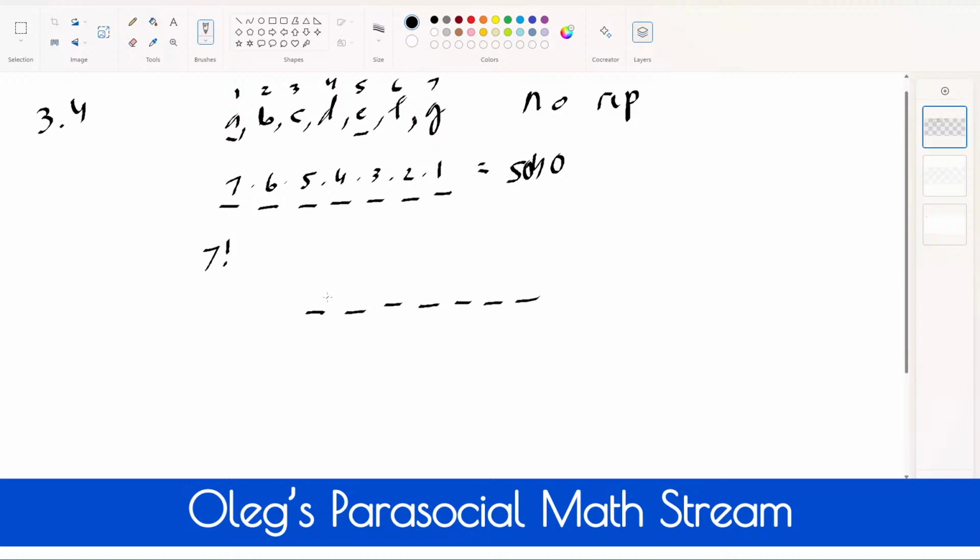So the first 2 vowels are going to be, first has 2 options, then 1. Now the vowels are gone, and there's no repetition. We cannot use the vowels in the last 5, okay? So in that case, we're down to 5 options. So we have 5. Next one's 4, 3, 2, 1. All right, so I hope that makes sense.